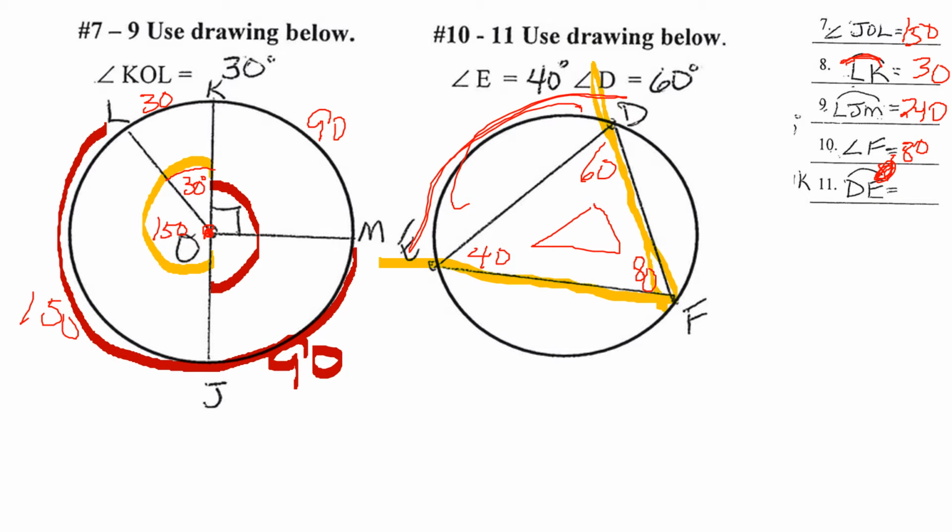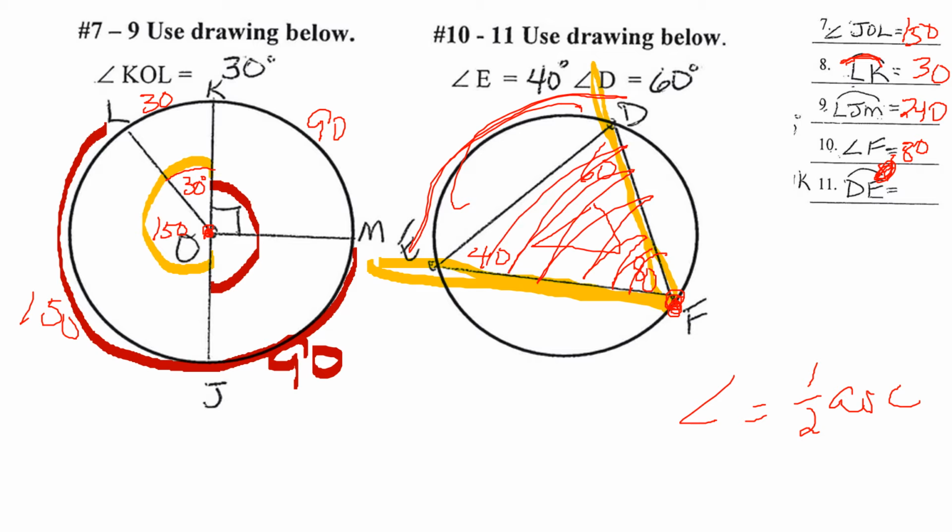Okay, so now 80 goes with it, but what kind of angle is it? Is it at the center? No, it's on the edge, so that's inscribed. The angle is supposed to be half the arc. So what's going to happen is this 80 comes out here, it's getting bigger. So we're not taking half, we're actually doubling it, because we got the angle 80.